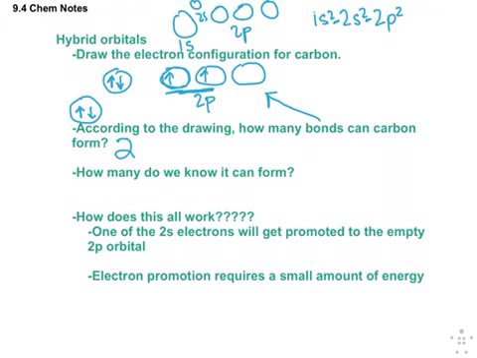However, if we drew the dot structure for carbon, how many valence electrons does it have? 4. 1, 2, 3, 4. How many bonds is carbon actually able to produce? 4. So we know it can produce 4. But the electron configuration says it can't. How does this work? What has to happen?